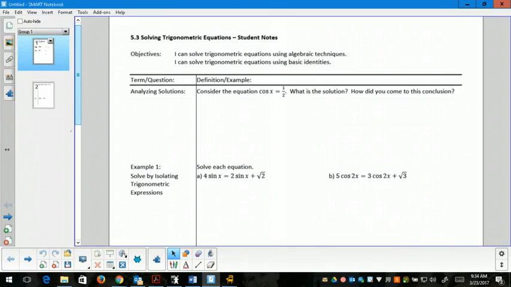Our learning target for today is that you can solve trigonometric equations with algebraic techniques. If you know your trig identities, using your basic trig identities, you'll be able to solve equations.